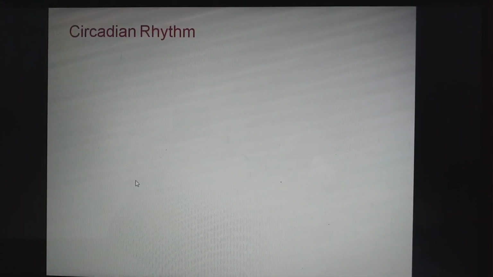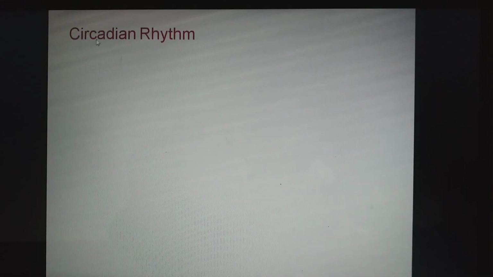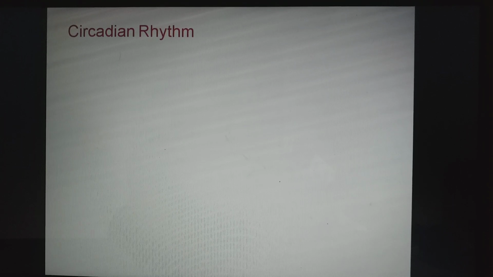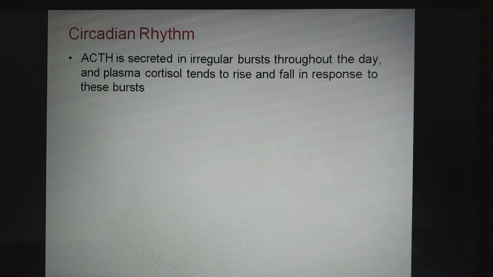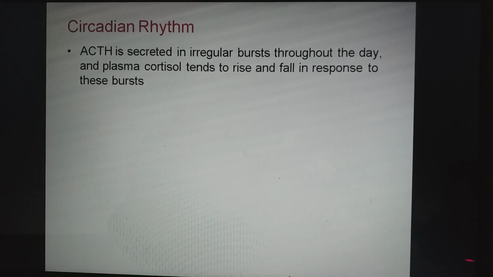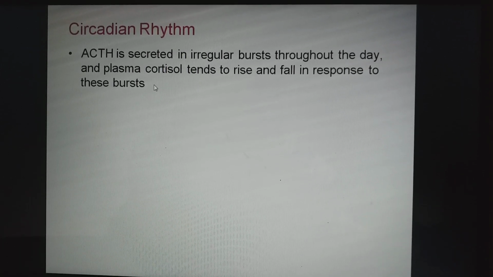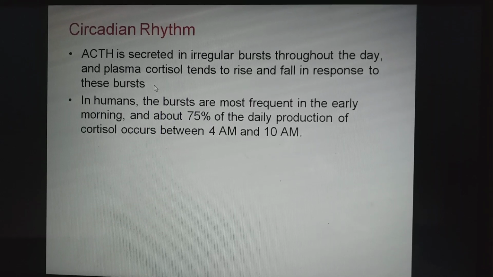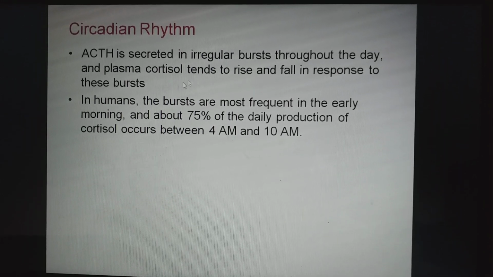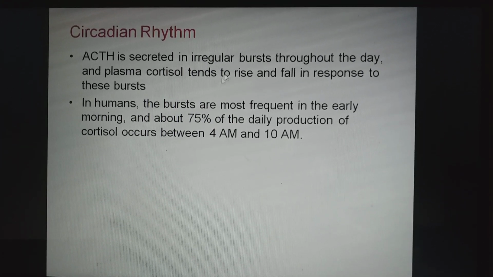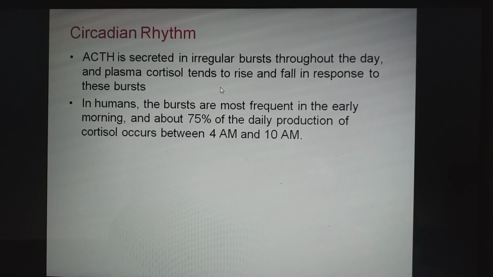Though the cortisol has a circadian rhythm, right? So there is a natural secretion of cortisol due to the stimulation of the ACTH burst. These ACTH bursts are more frequent during the morning hours. Therefore, we can see high levels of cortisol during morning hours but lower levels during the evening.